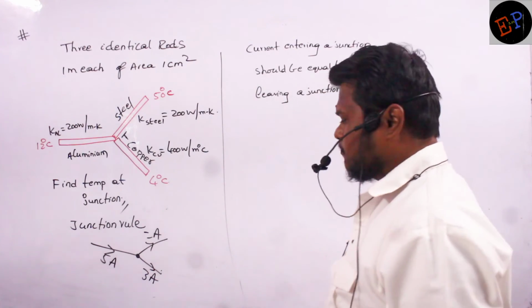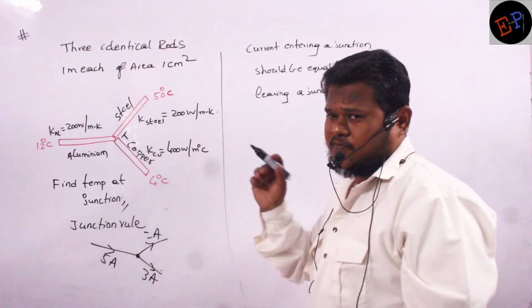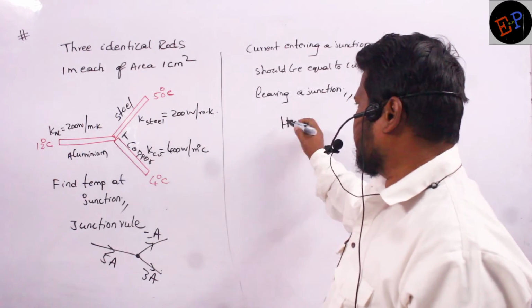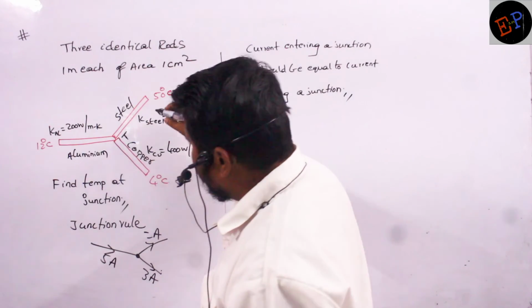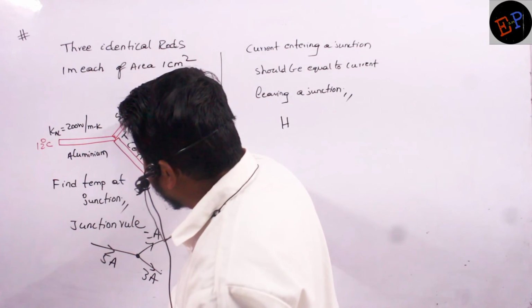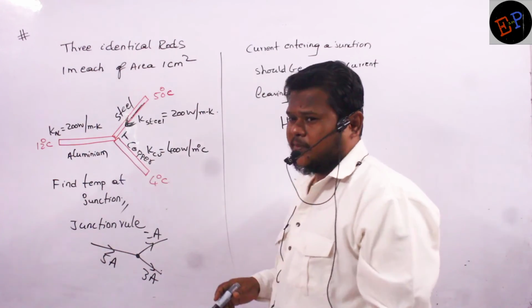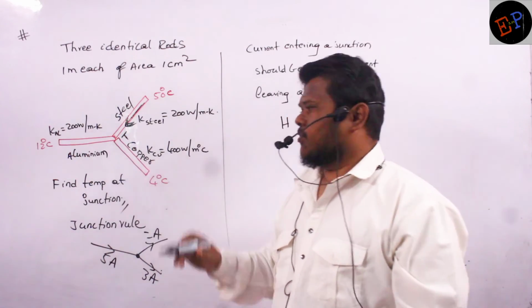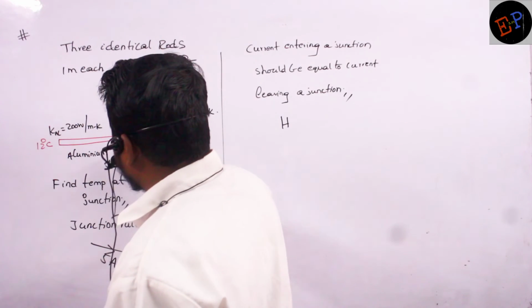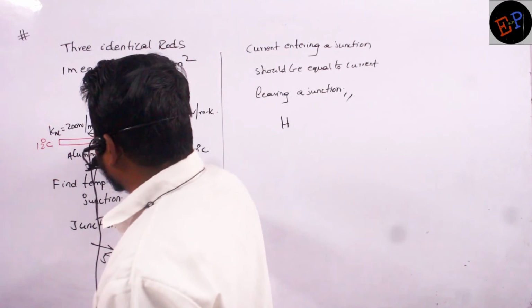This is understandable, no? So if current is following this rule, heat current also will follow the same rule. So total heat current which is entering into this junction will enter in this direction. This is the direction in which heat current will flow. Why? Because 50 is at a higher temperature, and 12 and 4 are at lower temperature. So heat current entering like this, this is H. So this gets divided into both the rods.